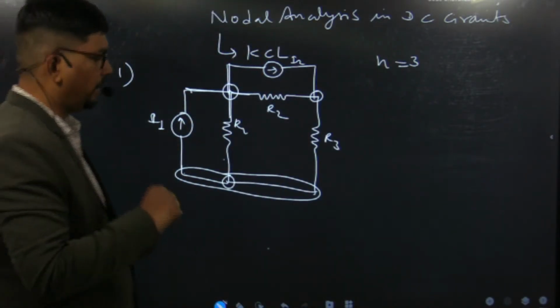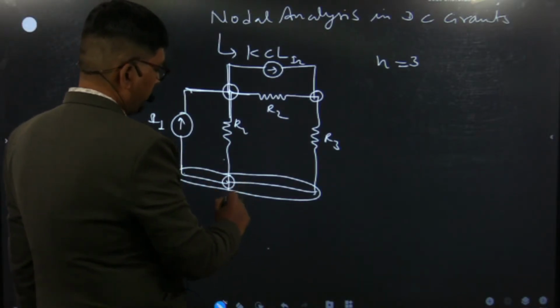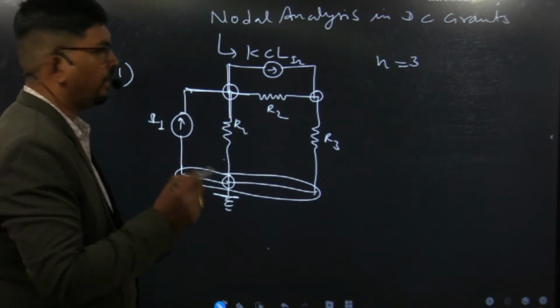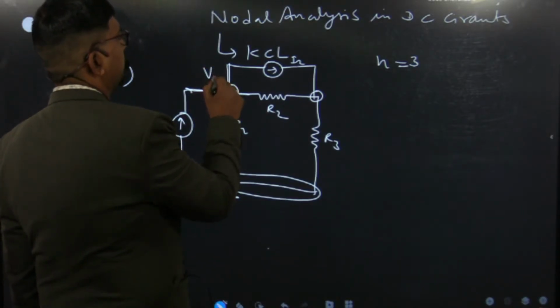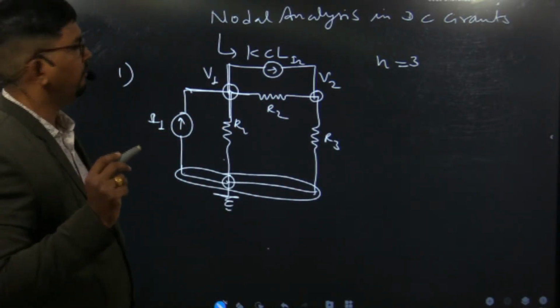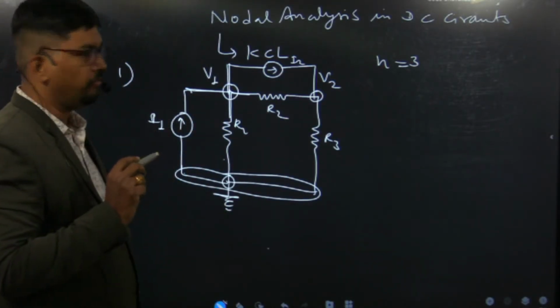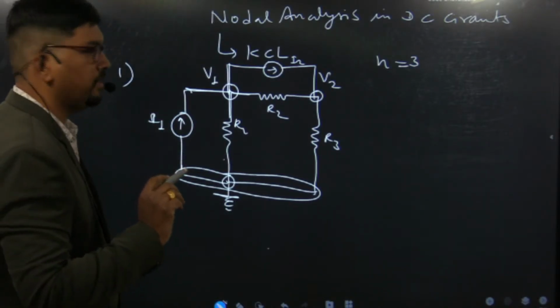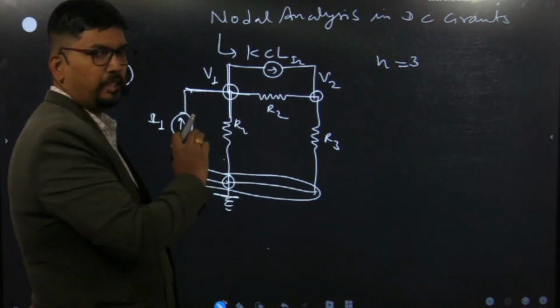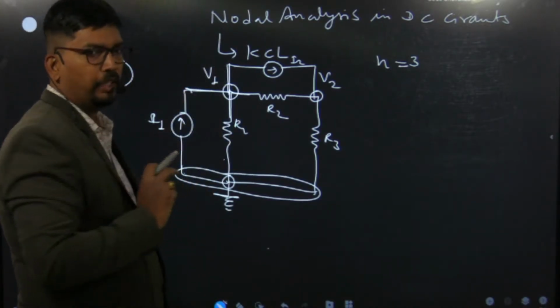Now in step 2 we have to assign the ground node as zero potential, and assume the remaining non-reference nodes have voltages V1 and V2. Now these voltages V1 and V2 are arbitrary. Arbitrary means we don't know their actual potential. The actual direction of the current depends upon the V1 and V2 values.